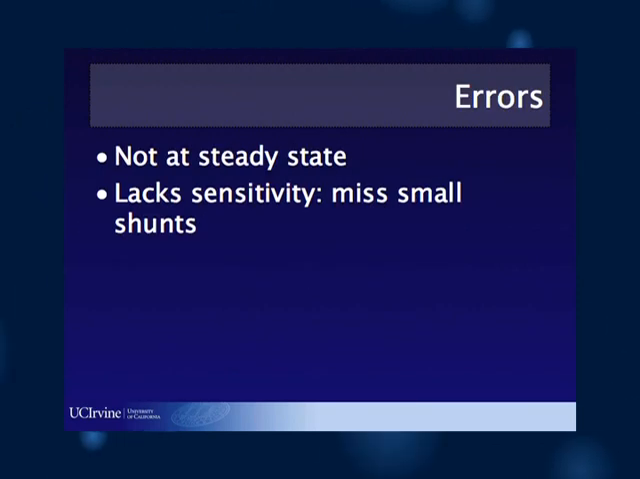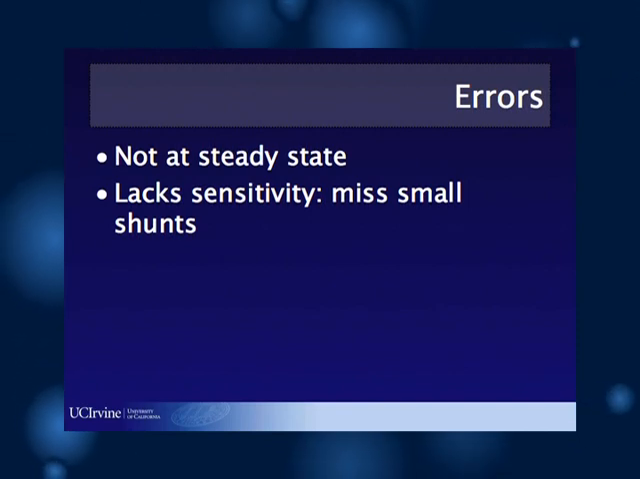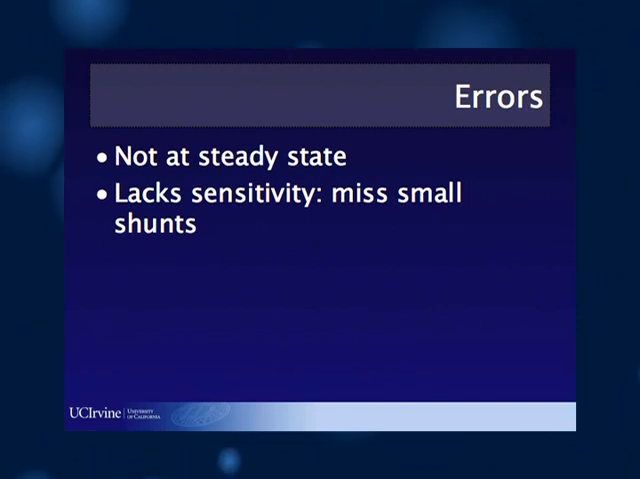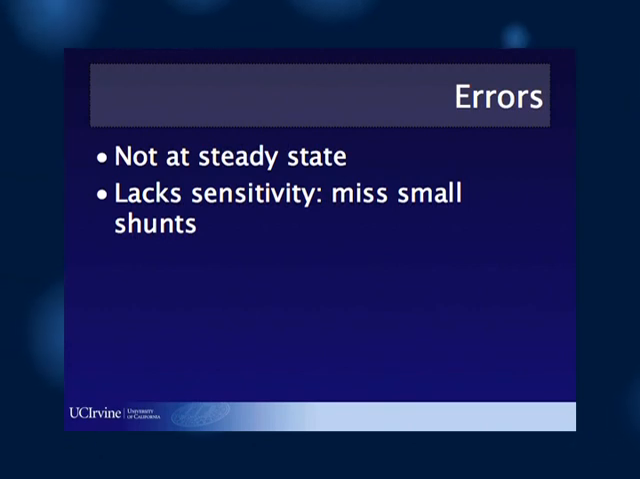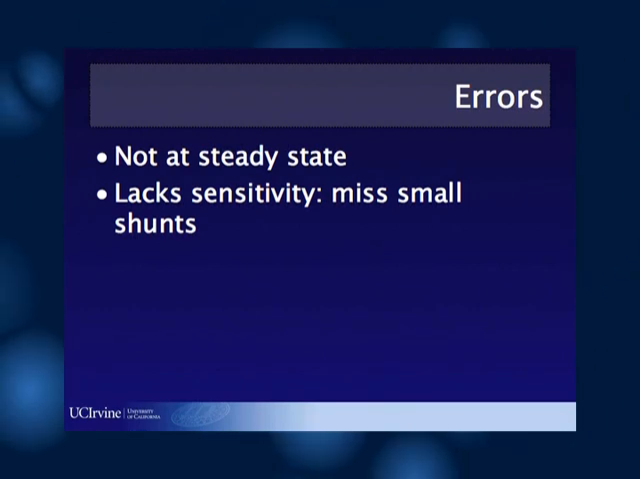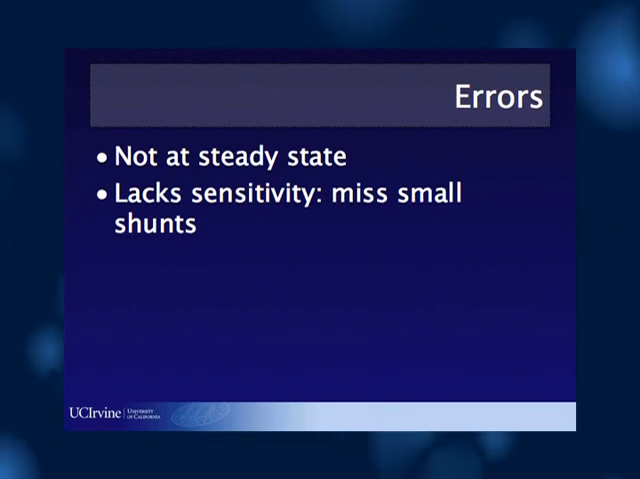The errors in the calculation of shunt flow, again, are similar to those seen for the calculation of cardiac output using the Fick method. That is, we require the patient to be in a steady state, and the measurement of oxygen saturation lacks sensitivity and is prone to missing small amounts of shunting.